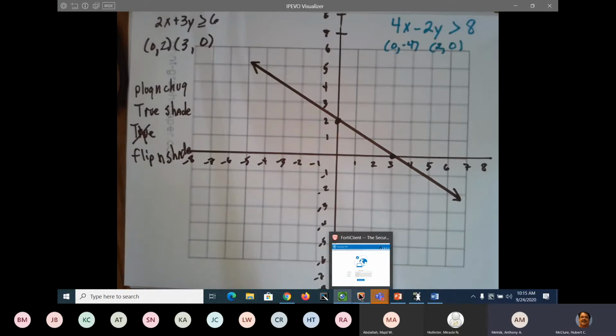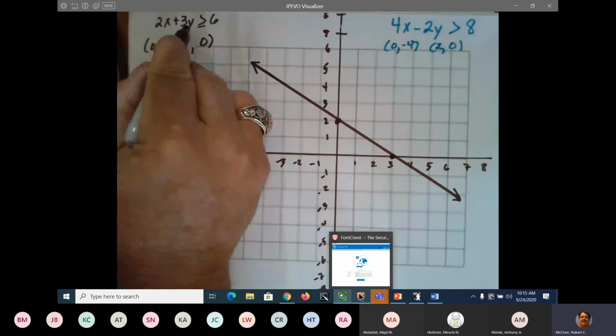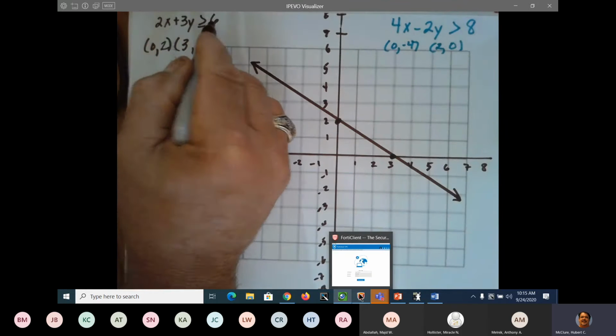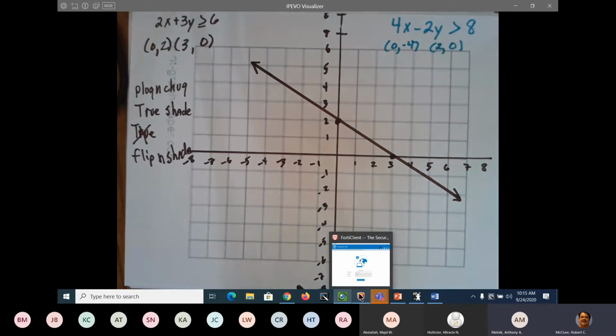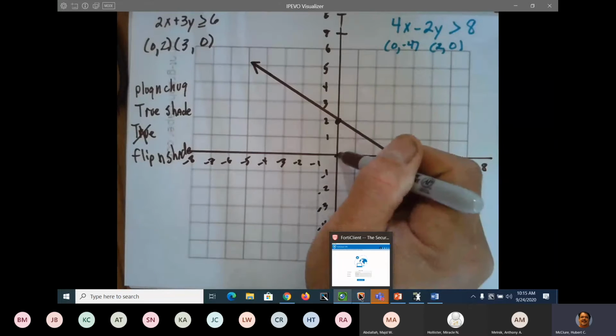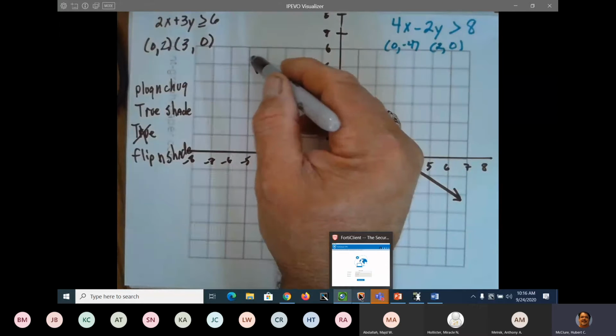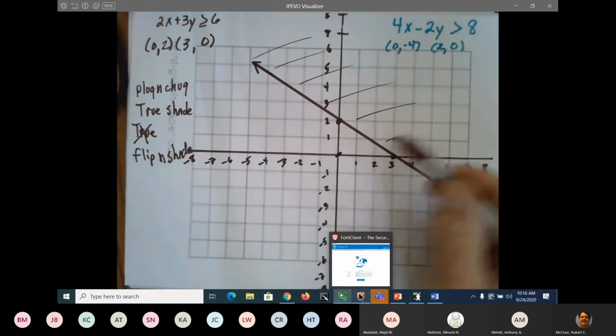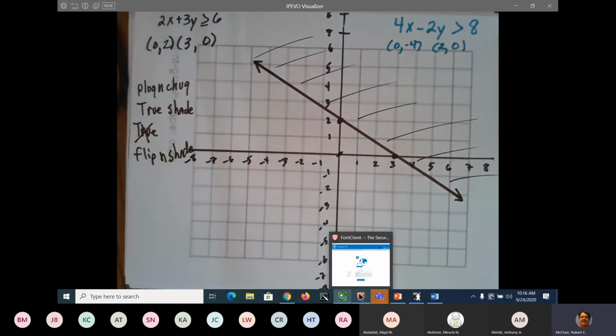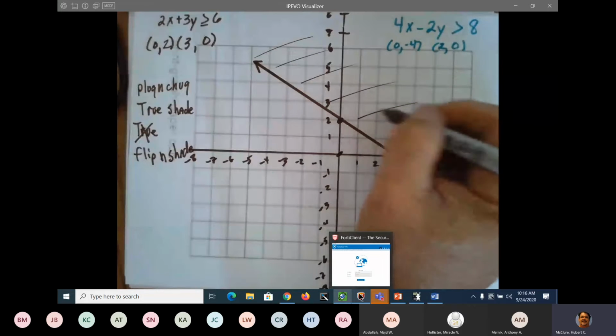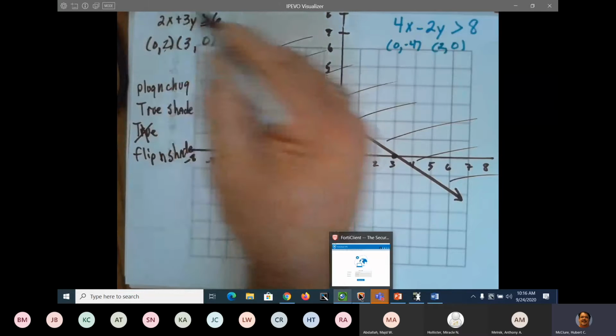Okay. I'm going to pick 0, 0. Does anybody know why I'm going to pick 0, 0? Because it's the easiest math to do. Yes, that's right. 0, 0. Plug in 0. 0 plus 0 is 0. Is 0 greater than 6? No. So I flip to the other side. There's 0, 0. It's on this side of your line. So I flip and I shade this side. So all my X and Y's that will work in this equation are on this side.